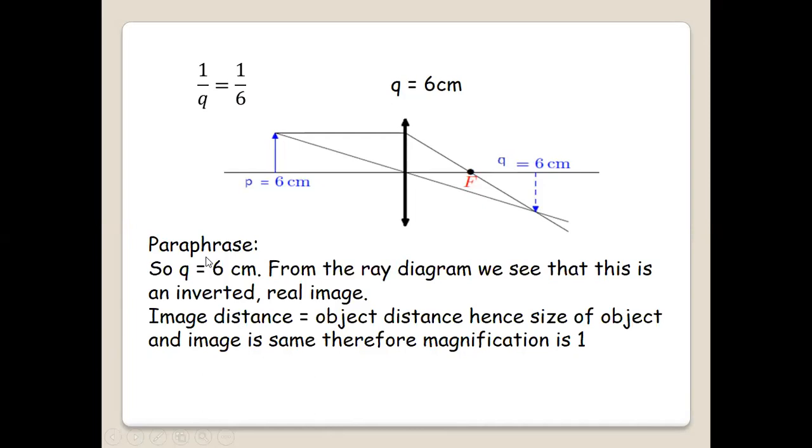So what is the conclusion? Since q is equal to 6 centimeter, from the ray diagram we see that this is an inverted and real image formed. And since the image distance is equal to the object distance, hence the size of the image is equal to the size of the object. If we find the magnification in this case, magnification is q upon p, it is 6 upon 6, that is equal to 1.